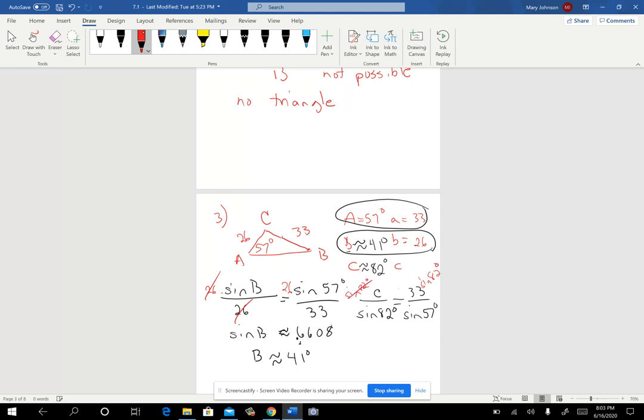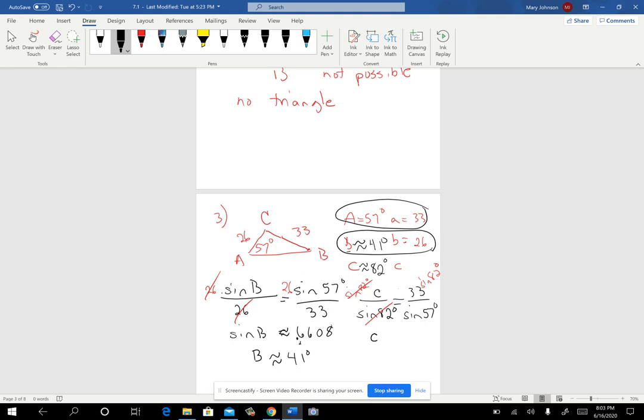Okay. So that knocks out the sine of 82 and leaves you just c on the left. And then I'm going to type that in, 33 sine 82 divided by sine 57.